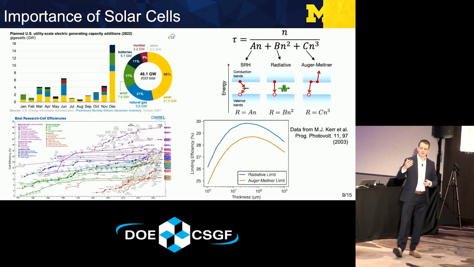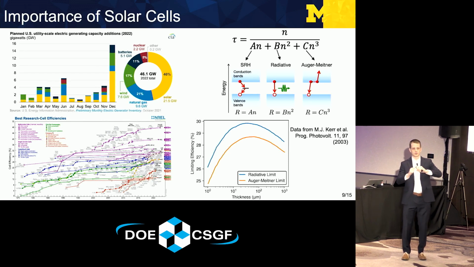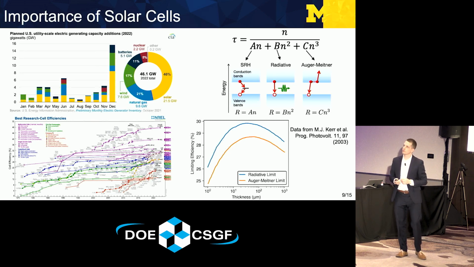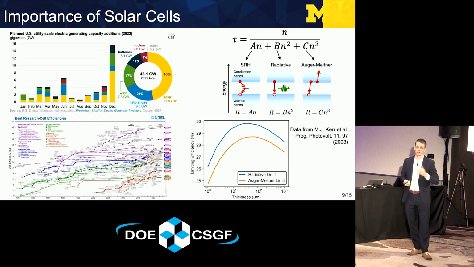Your device efficiency is going to be limited by splitting carriers. Photons come in and split an electron and hole, so they excite that electron into the conduction band, and you want those carriers to stay separate so they can go through your device and generate electricity. But there are all these different recombination processes that can happen, both intrinsically and extrinsically, that are going to decrease the maximum efficiency of your device.